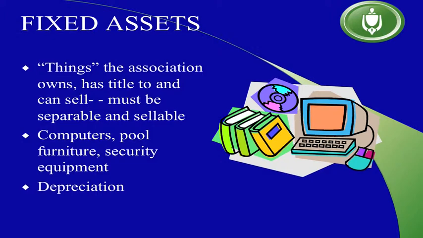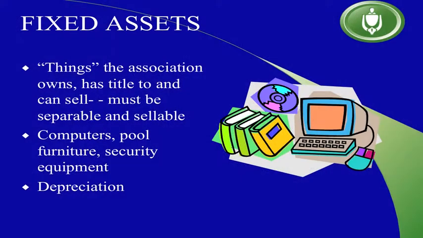They must be sellable and separable to be set up on the balance sheet of a homeowners association. As a general rule, these will include pool equipment, security equipment, and possibly a computer if there's an on-site office. The association will then write off these assets over the estimated useful life of the asset using depreciation expense.